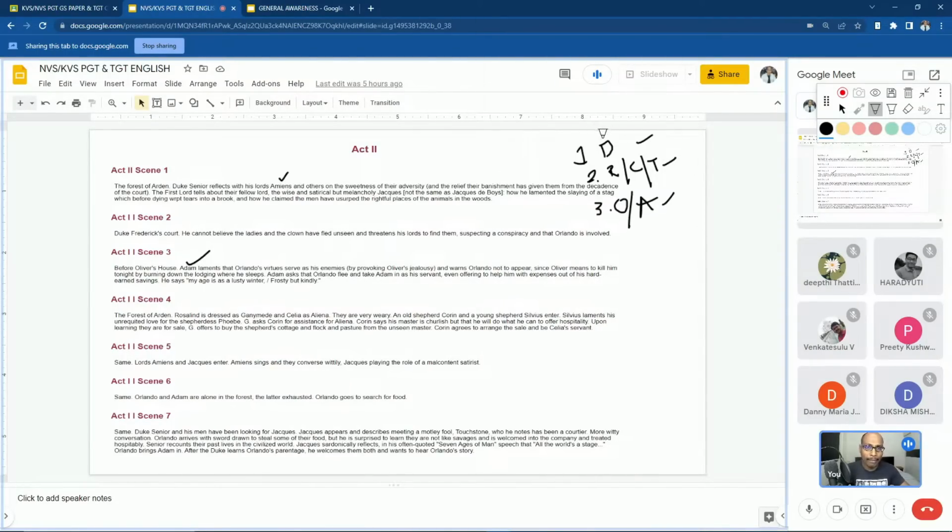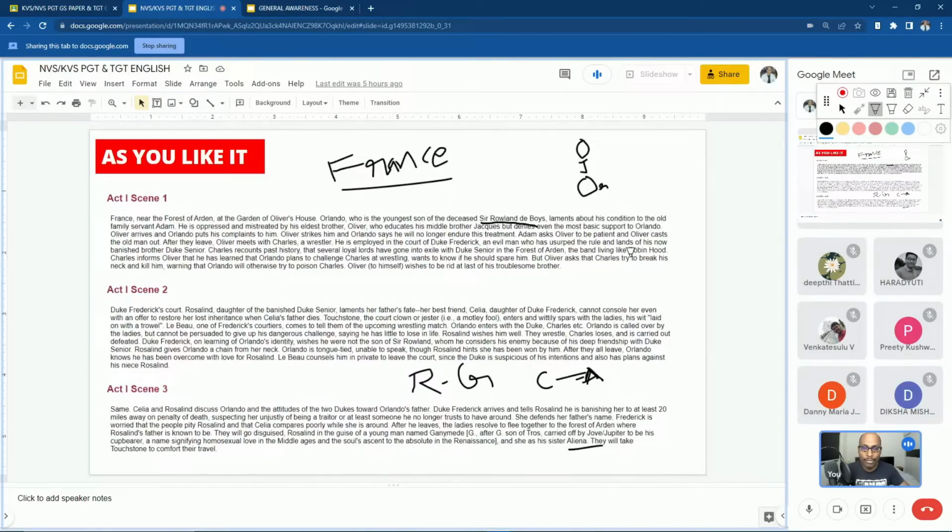Then what happened? When Orlando and Adam were moving in the forest, after a few days they felt very hungry and thirsty, and Orlando attacks Duke Senior's group and threatens them to give food. But Duke Senior behaved in a very good manner, and he offered Orlando and Adam food. Then when Duke Senior inquired about Orlando's family, he was very happy because of Orlando's father. What is the name of Orlando's father?